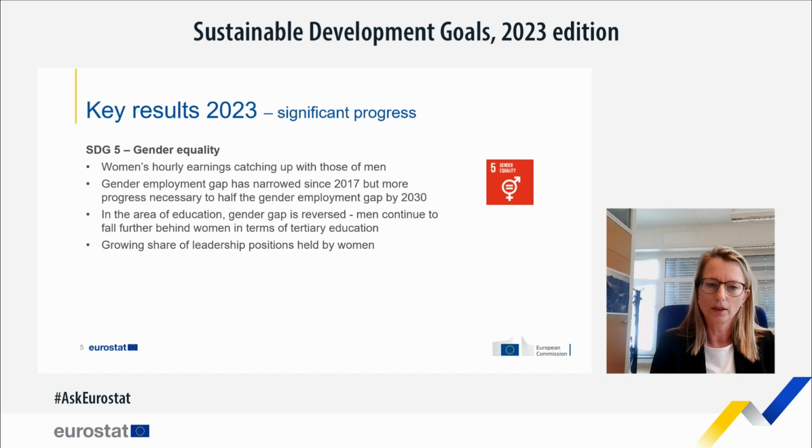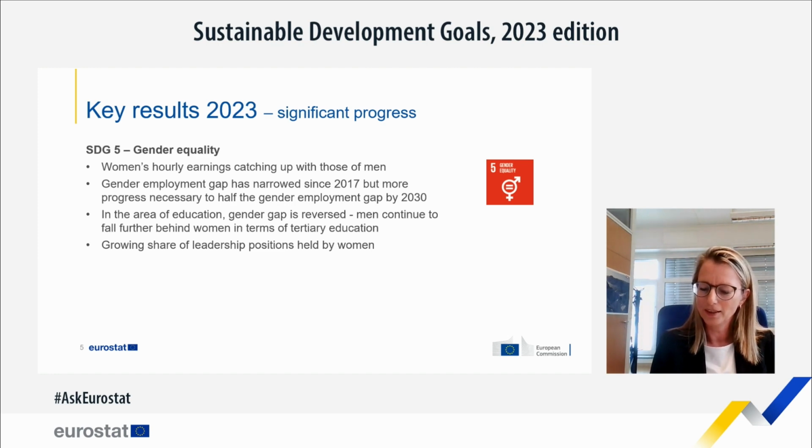So the women's hourly earnings are catching up with those of men. The gender employment gap has narrowed since 2017, but we also need more progress to reach the target of halving the gender employment gap. On the other hand, in the area of education, men are falling behind.